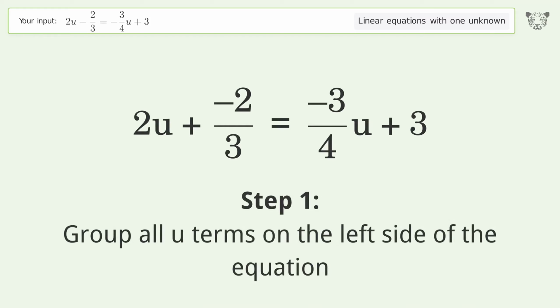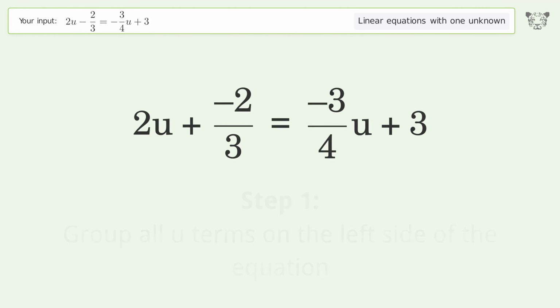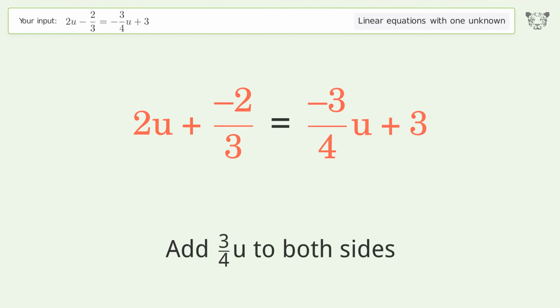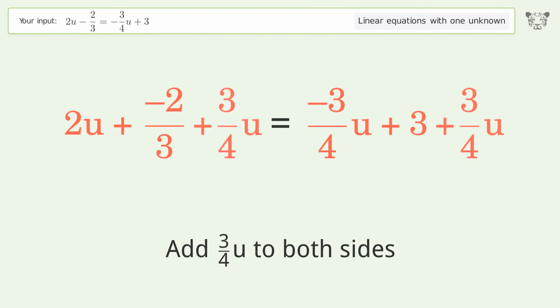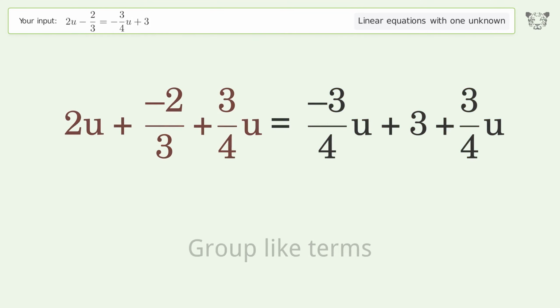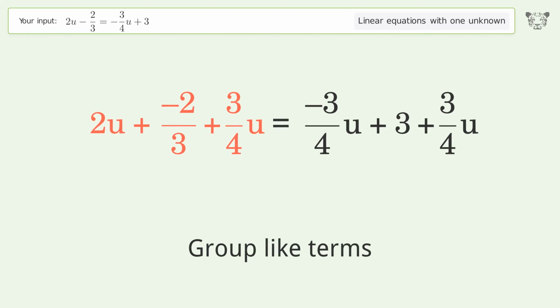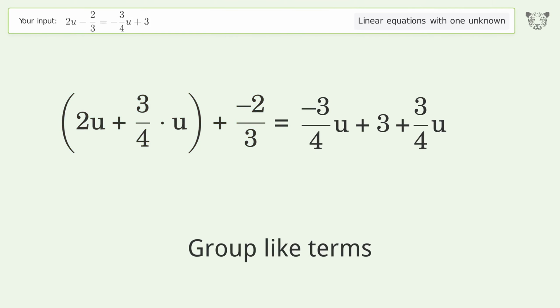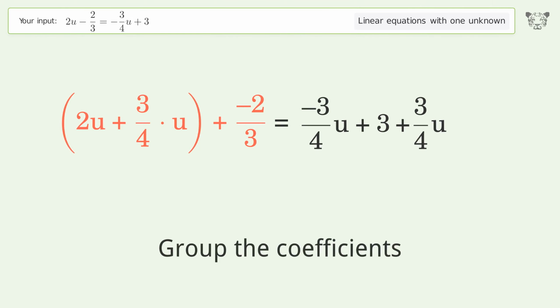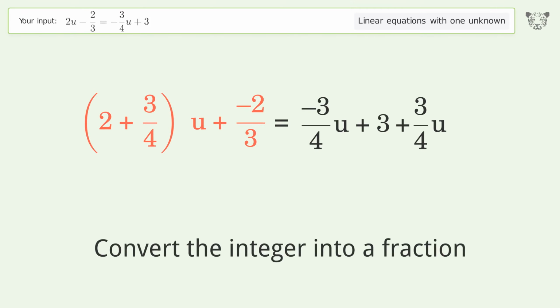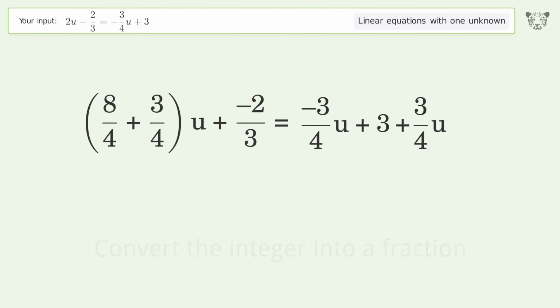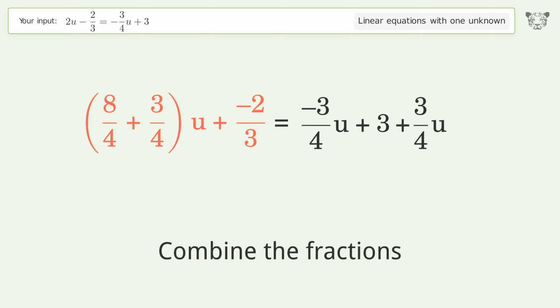Group all u terms on the left side of the equation. Add 3/4u to both sides. Group like terms. Group the coefficients. Convert the integer into a fraction. Combine the fractions.